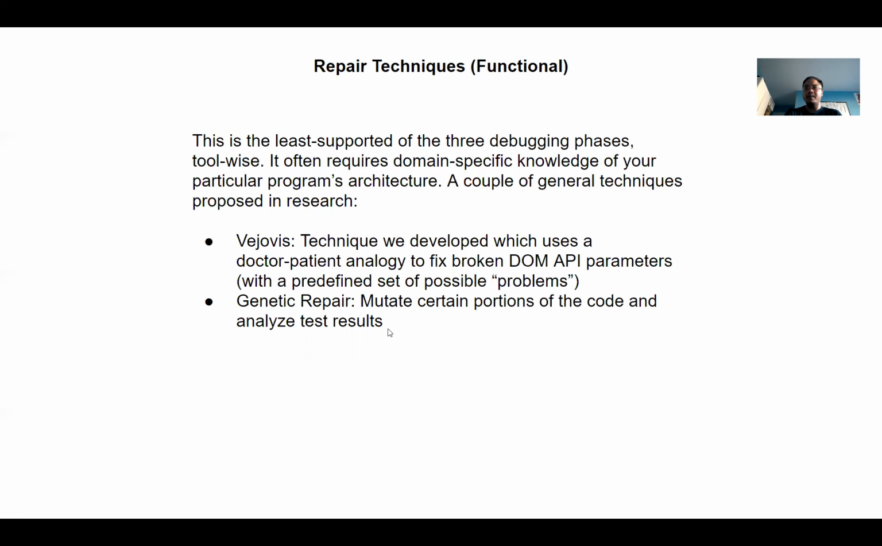Another one that's a little bit more general is called genetic repair. The idea here is you mutate certain portions of the code, and then you analyze the test results to see which lines of code you most likely need to apply the fix to.